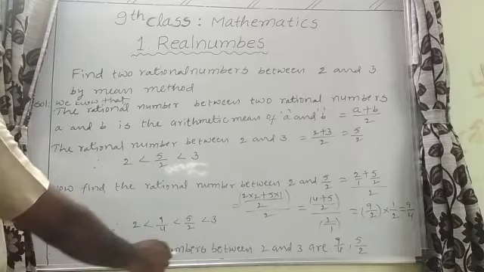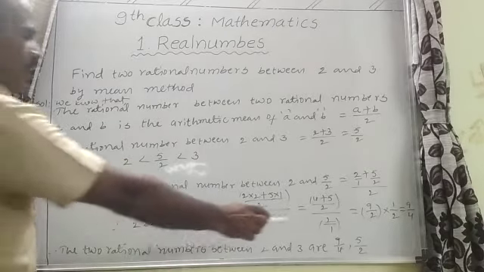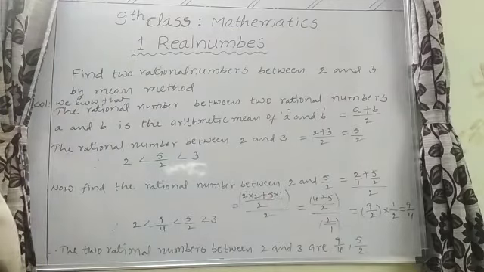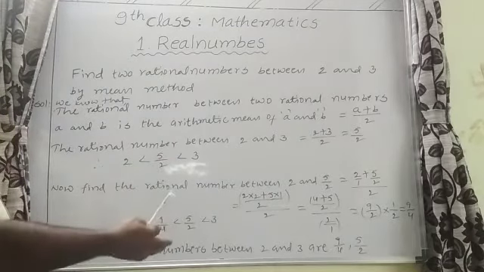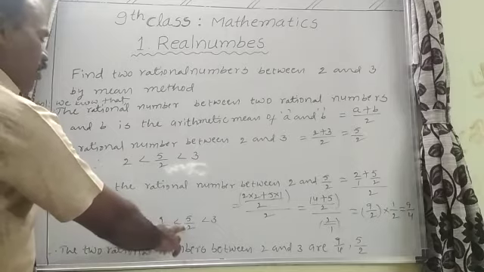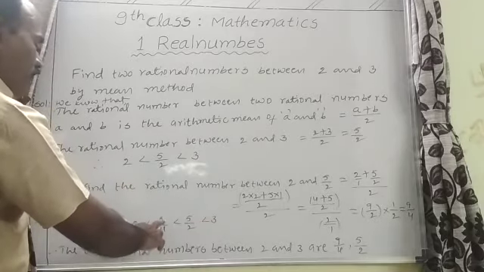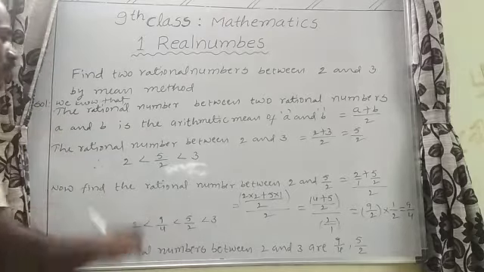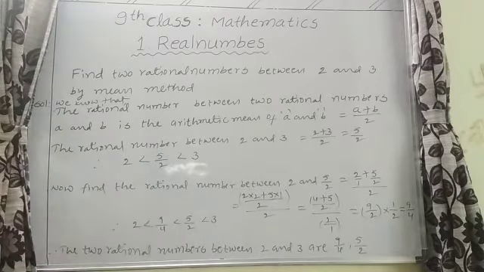The two rational numbers between 2 and 3 are 9 by 4 and 5 by 2. We can find more rational numbers between 5 by 2 and 3. Again we can find numbers between 9 by 4 and 5 by 2 also. We will get infinitely many rational numbers between 2 and 3.